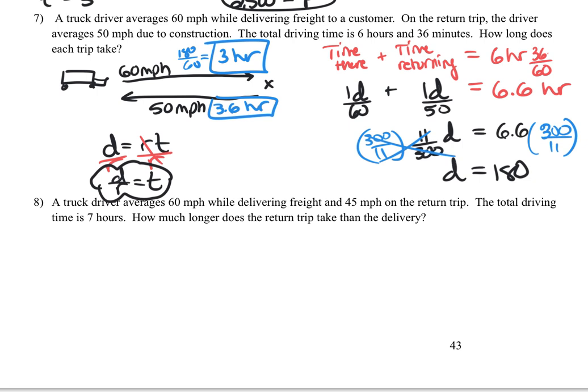How many minutes is the 0.6 part? 36, because we converted it earlier. So if you wanted to or needed to write it as hours and minutes, we could. All right, so there's our answer, how long did each way take? Well, it took 3 hours there, and it took 3 hours and 36 minutes on the return trip.